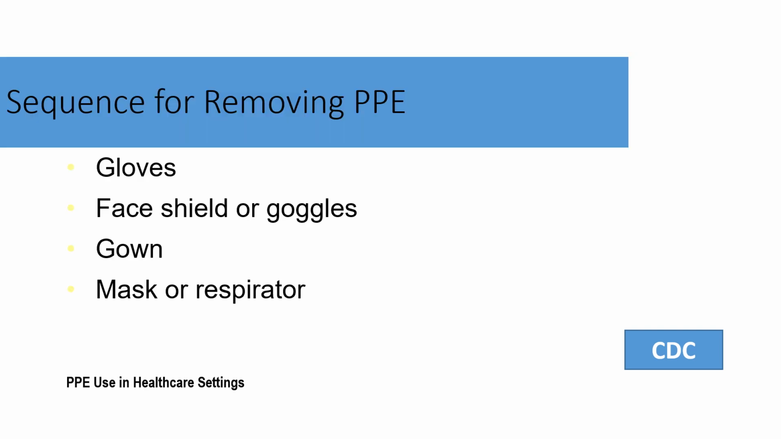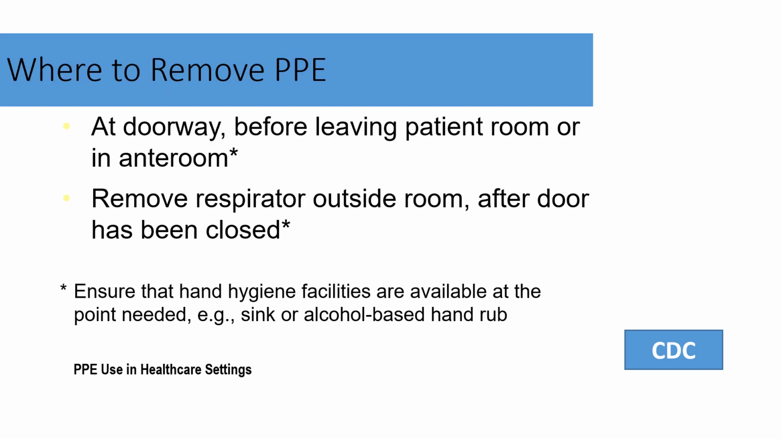Let's understand the sequence for removing, that is doffing, the PPE: gloves, face shield or goggles, gown, mask or respirator. Where to remove? At the doorway before leaving the patient room or in the anteroom. Remove the respirator outside the room after the door has been closed. Ensure that hand hygiene facilities are available, and that a sink or alcohol-based hand rub is available where needed.